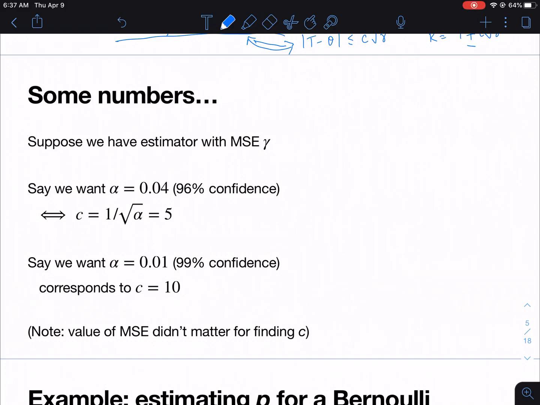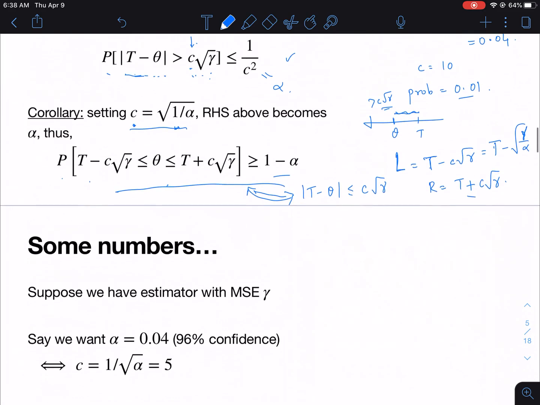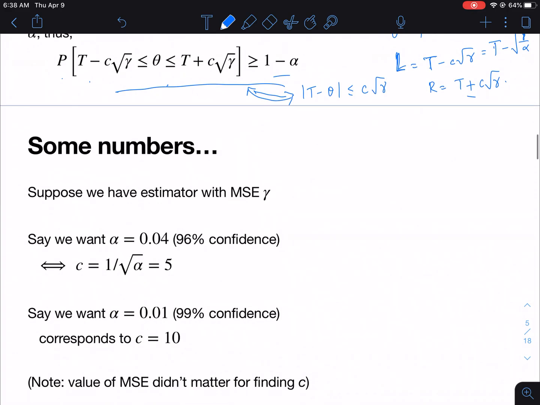Okay, let's now plug in some numbers with this quantity. We said that given any parameter alpha, by setting L equals t minus root of gamma by alpha and R equals t plus root of gamma by alpha, we get a valid alpha confidence interval, because gamma is known.